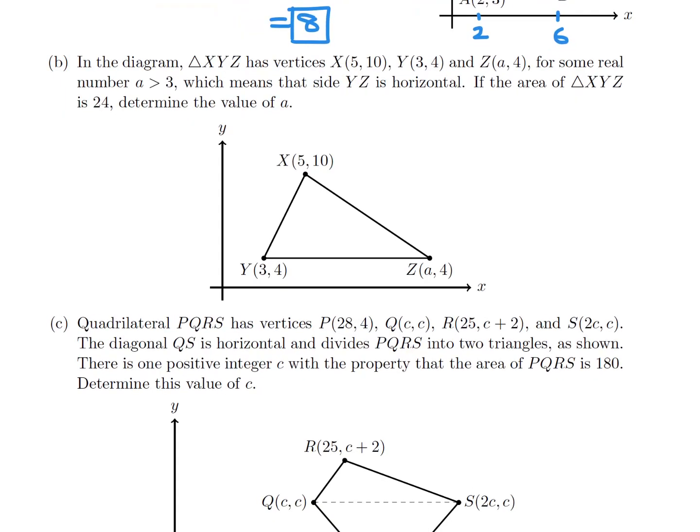In the diagram, triangle XYZ has vertices XYZ for some real number a greater than 3, which means that side YZ is horizontal. If the area of XYZ is 24, determine the value of A.